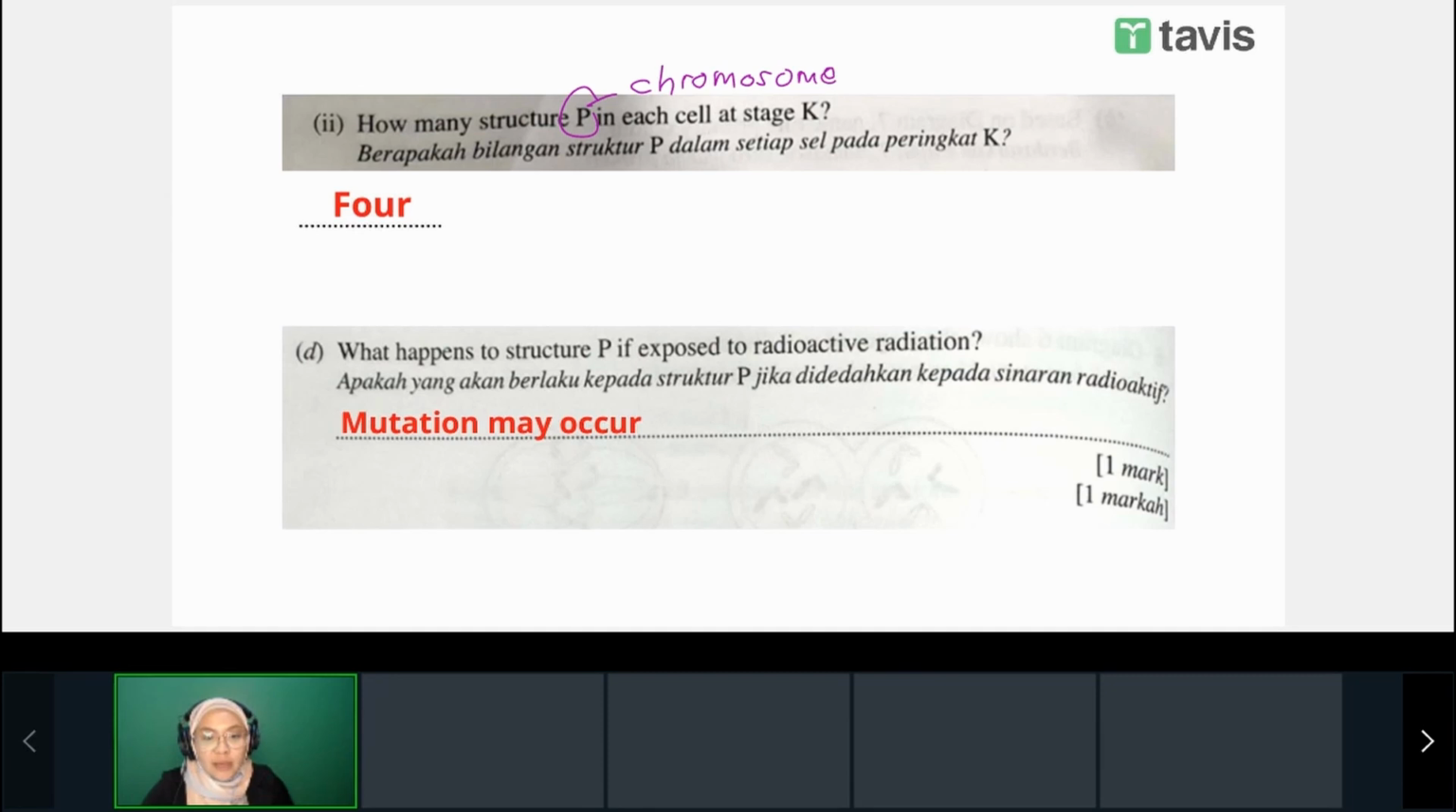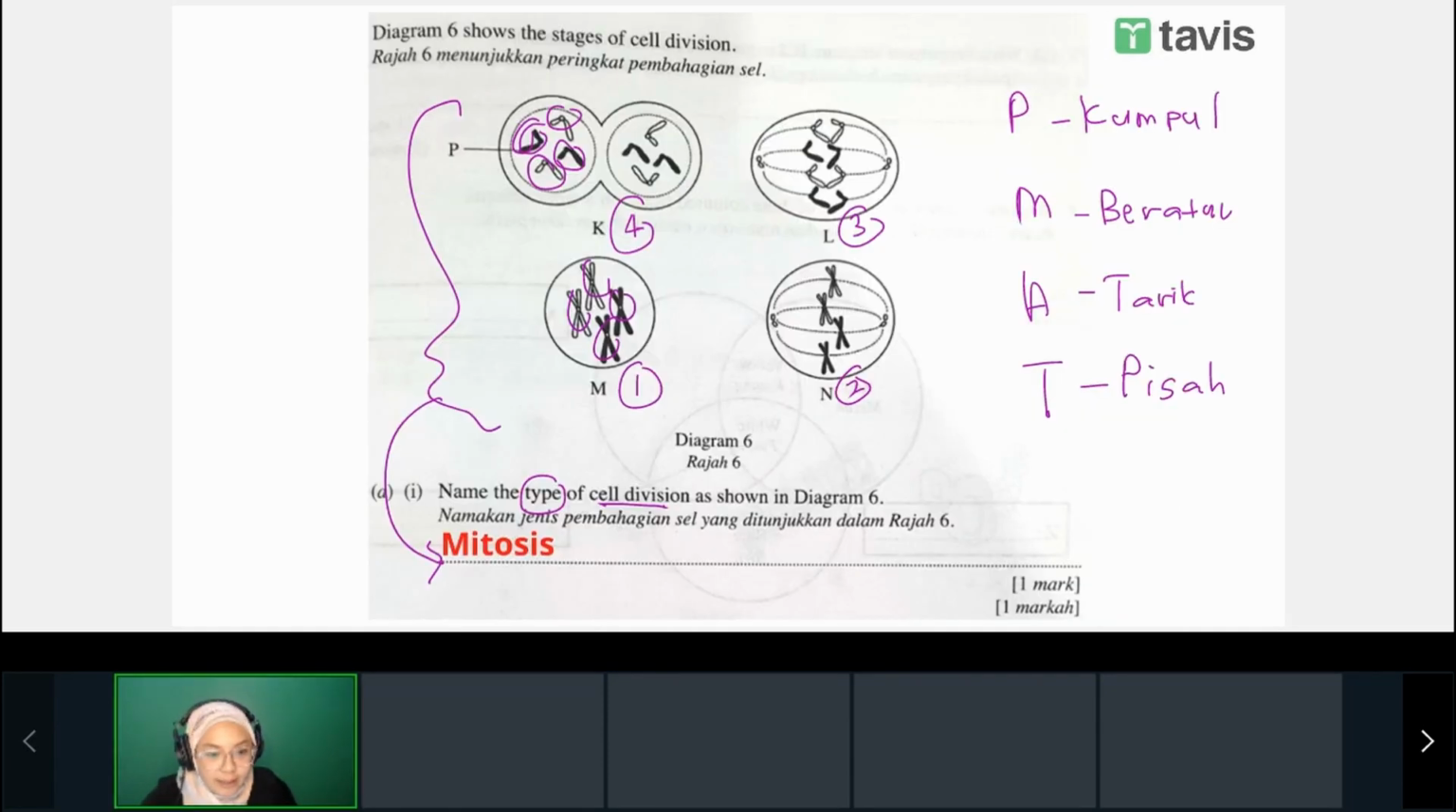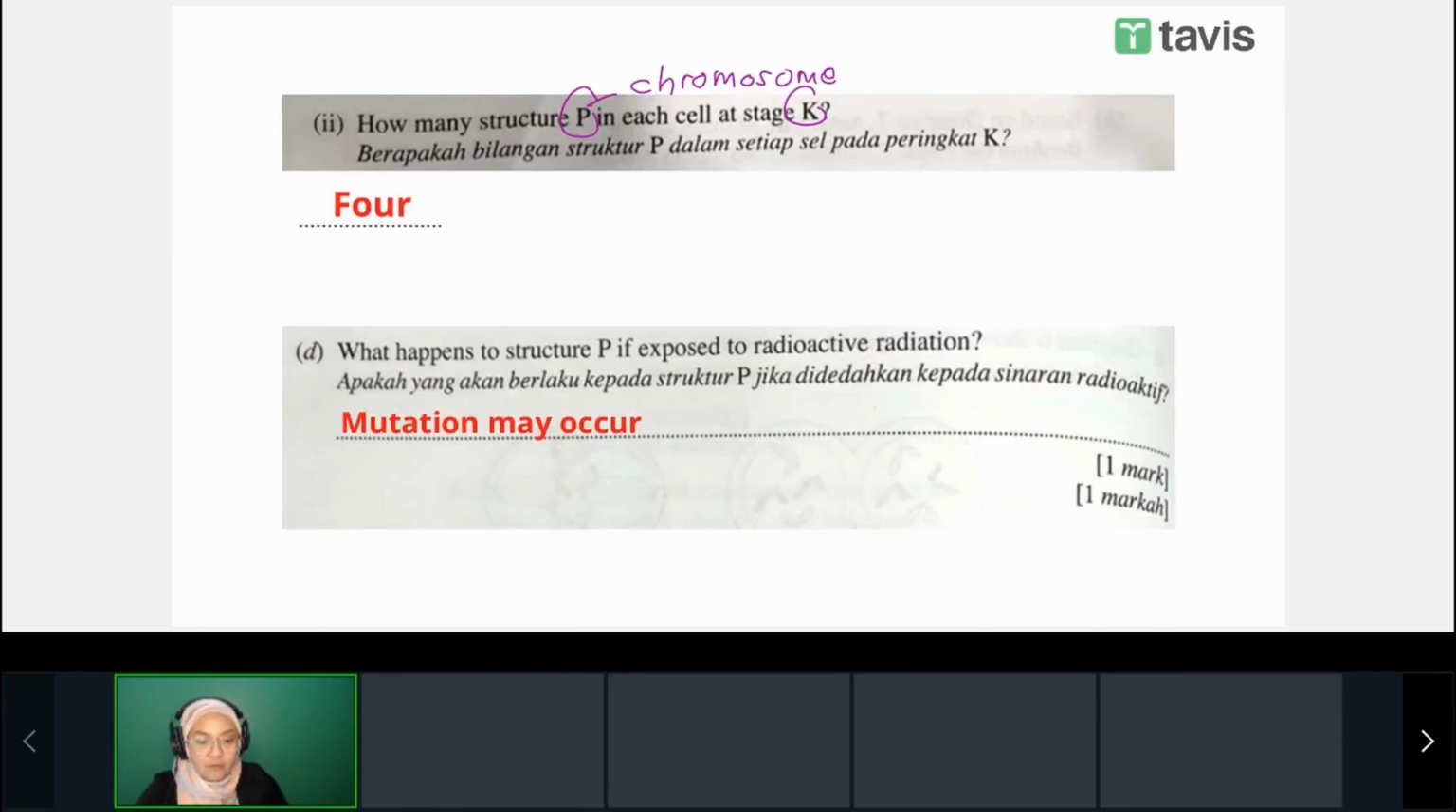In stage K. What is K? What stage is K? Okay, let's see again. K is the fourth stage. Each cell has four chromosomes. Four. Please answer four. One mark awarded here.